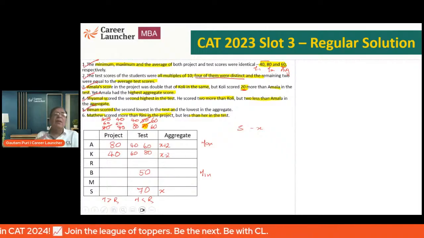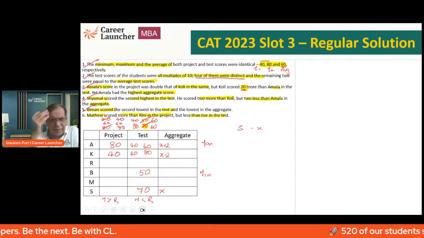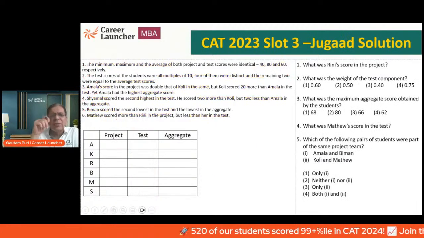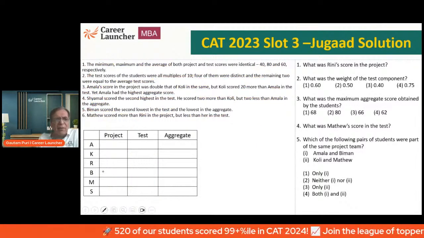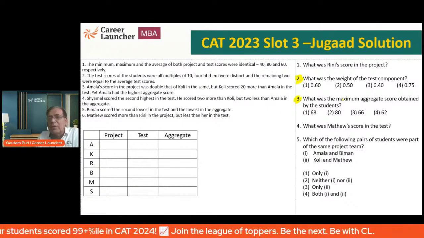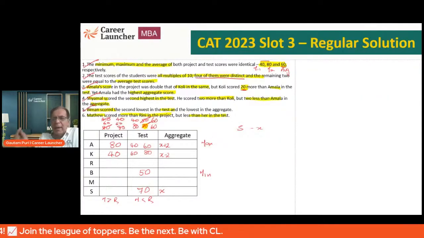Now what does it mean? Now we need to start making cases. Start substituting data and start working on it. Perfectly fine. Why? Because there are questions. And what are the questions telling us? I've already talked about it. To me, it is question number 2 and question number 3. Remember, the question has asked for maximum aggregate score, and we know Amla is the maximum aggregate.